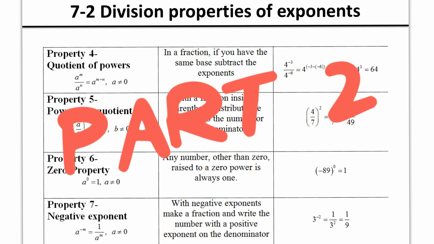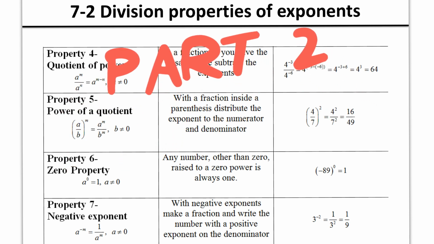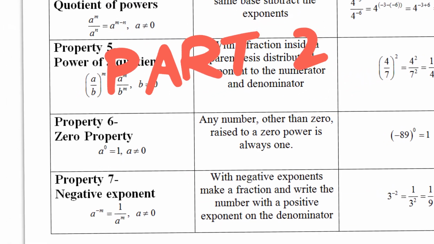Hey, what's up guys? This video is the second part of section 7.2, which is division properties of exponents. I already talked about property number 4 and number 5 in my first video, so if you want to, you can go back and watch those. But today I am going to talk about properties number 6 and number 7.